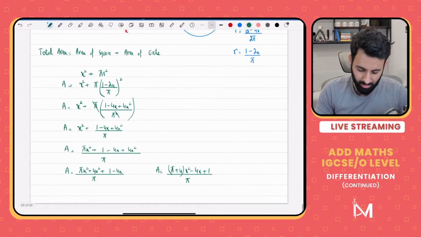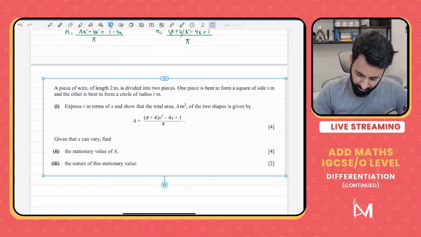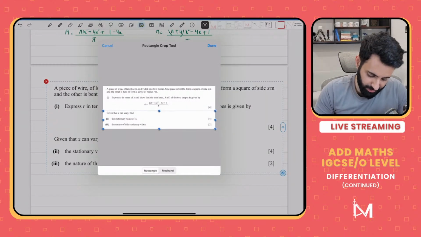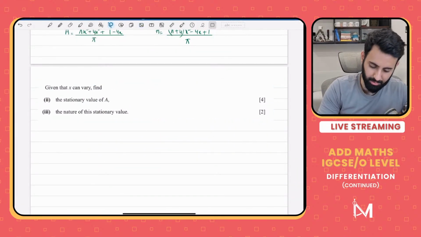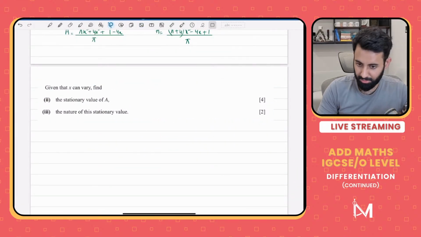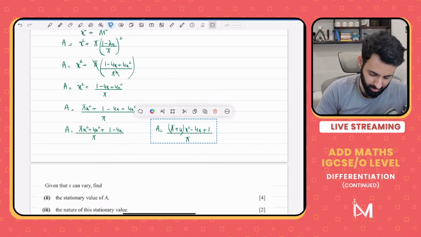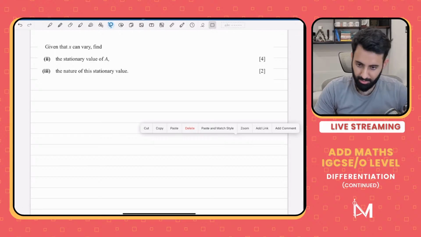Anyway, now. Given that x can vary, find the stationary value of A and the nature of the stationary value. So this is the part where we start using differentiation. Notice that so far we still haven't used differentiation. Now we're going to start using differentiation.